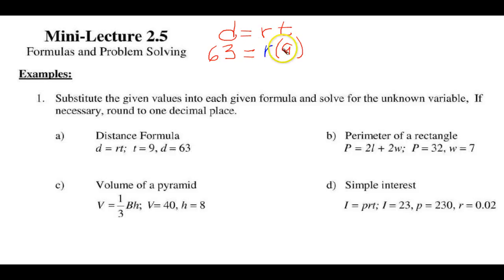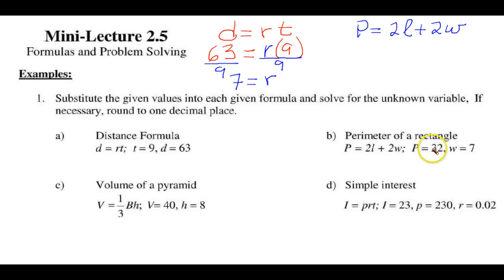Well, in a sense, the 9 is the numerical coefficient, so we divide both sides by 9, and then we get r equals 7. Now, another very useful formula is the perimeter formula, where we have P equals 2 L's plus 2 W's.